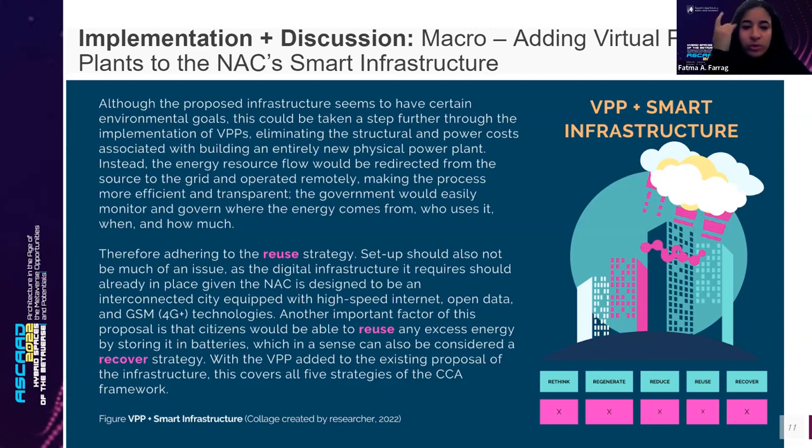Therefore, adhering to the reuse strategy should also not be much of an issue, as the digital infrastructure it requires should already be in place, given the NEC's design to be an interconnected city equipped with high-speed internet, open data, and GSM for 4G technologies. Another important factor of this proposal is that citizens would be able to reuse any excess energy by storing it in batteries, which in a sense could also be considered a recovery strategy. With the VPP added to the existing proposal of the infrastructure, this covers all 5 strategies of the CCA framework.